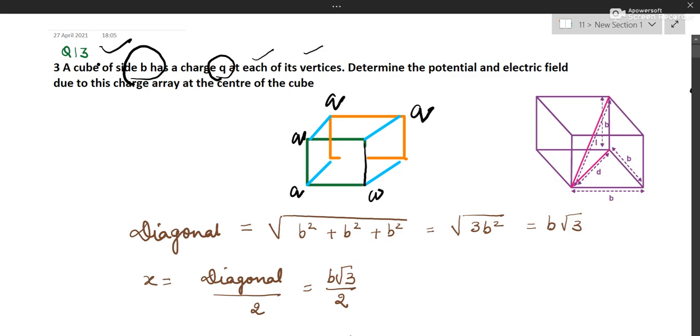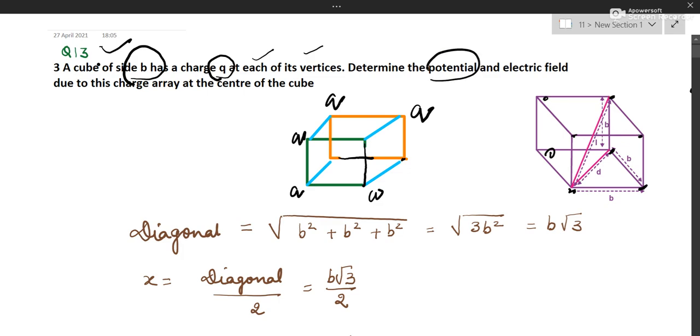So you can count the number of vertices by checking in your room. Look at the corners. So how many vertices are there? You can count here also: 1, 2, 3, 4, 5, 6, 7, 8.